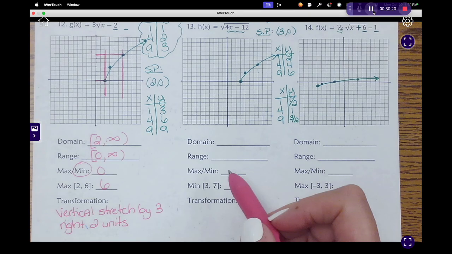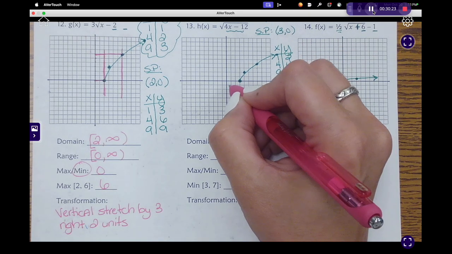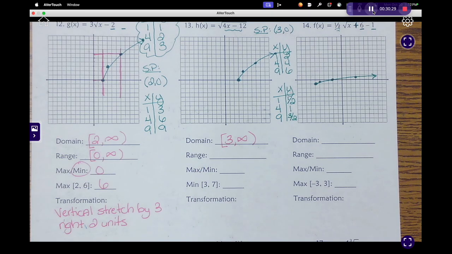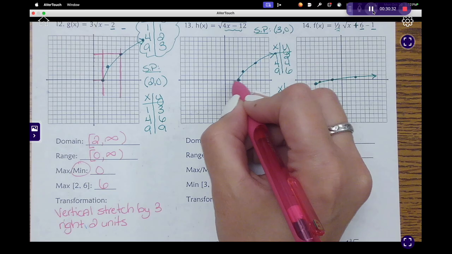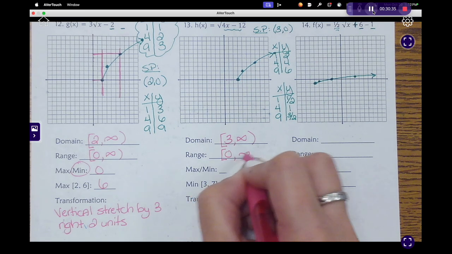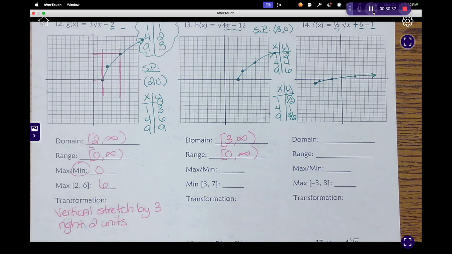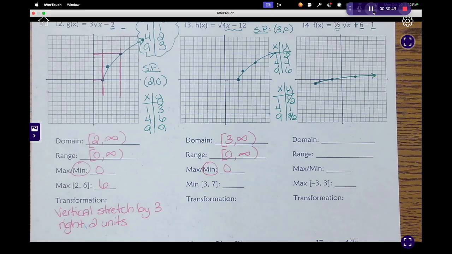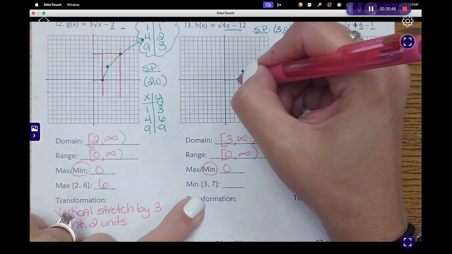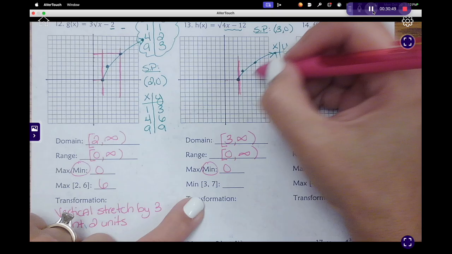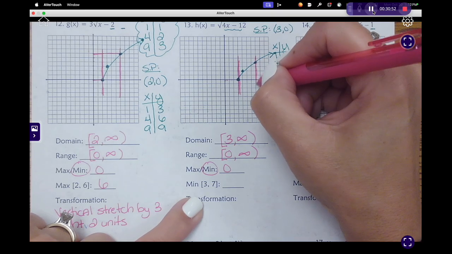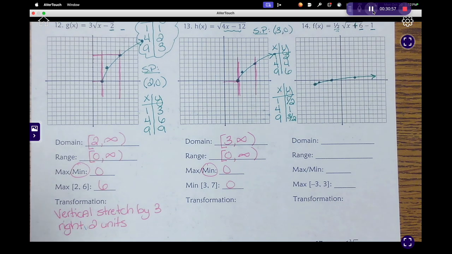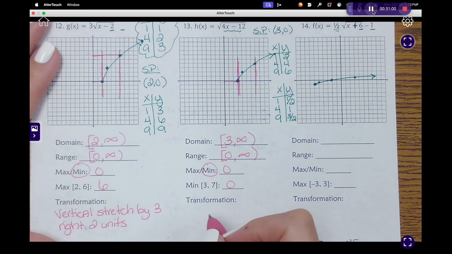Okay, same thing on this one. Domain, I'm starting over here on the left, so I look at that x value, which is at 3, and then it keeps going to infinity. Range, lowest to highest, and again, that lowest point is at 0 for my y value. It keeps going up, so that's infinity. It still has a minimum point, and that minimum point is at 0, because that's the lowest point, and that's the y value. Here I'm looking for the minimum between 3, which is right there, and 7, right here. That lowest point is right there, and again, that y value is 0. Okay, so that's all the vocabulary and transformation from that parent function.